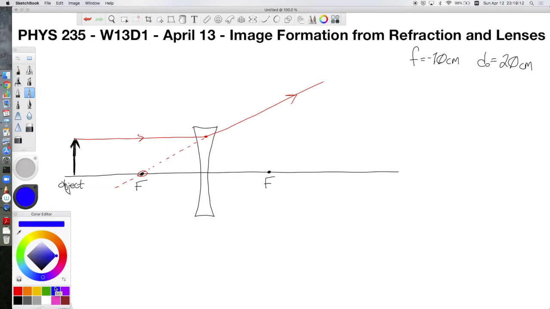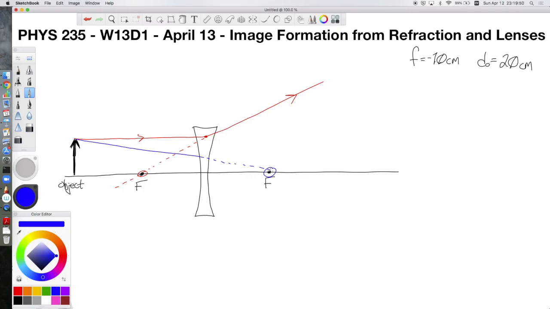Now for our blue ray. Normally, if this were a converging lens, we would pass through this focal length on our way to the mirror. Don't draw this yet, but this is what we would do for a converging lens. So now, instead of aiming for that focal point, we need to aim for this focal point over here.